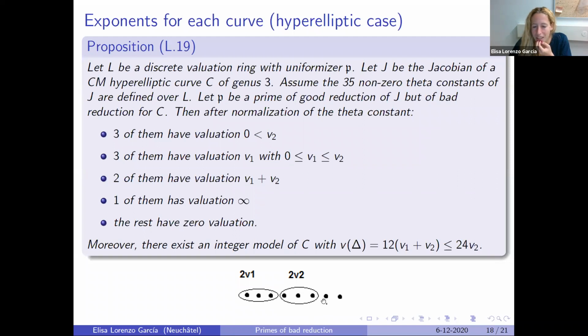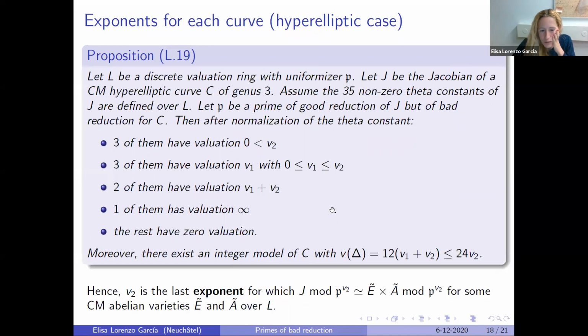If you look at the 8 ramification points of the hyperelliptic curve, what is happening is that you have a cluster of 3 points that are equal modulo P to the 2B1, and 3 that are equal modulo P to the 2B2. If B1 is equal to 0, there is a possibility that the reduction is an elliptic curve and a genus 2 Jacobian. And if B1 is positive, then the reduction corresponds to 3 elliptic curves.